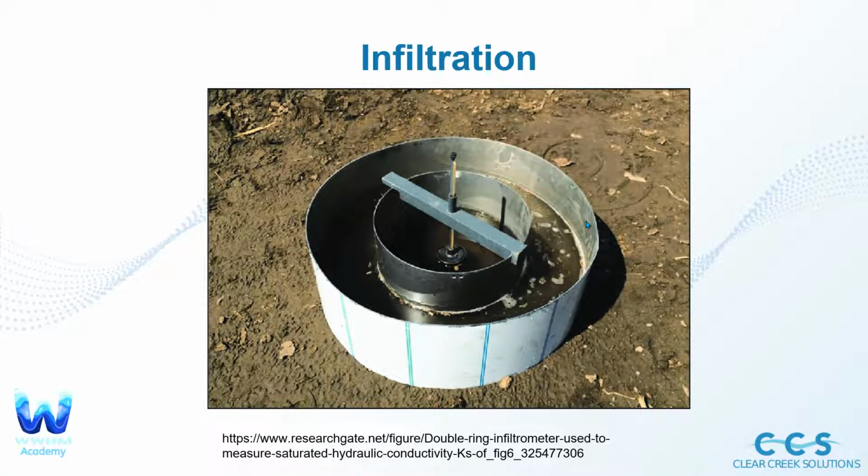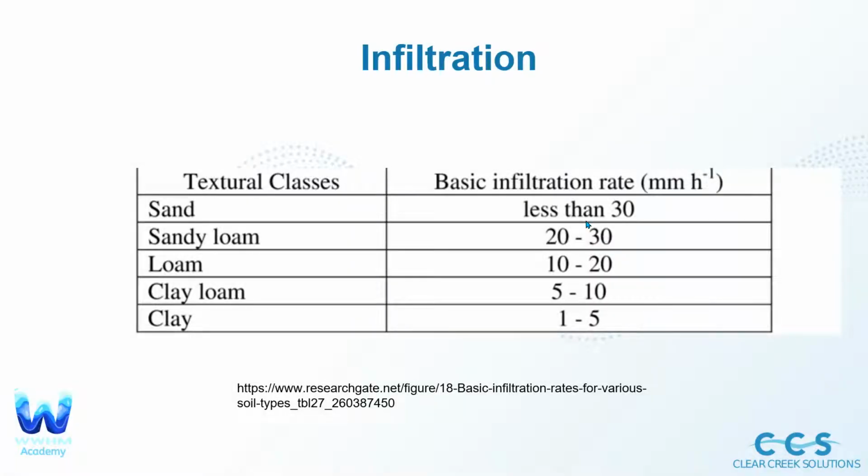So here's a picture of that. This is a double ring infiltrometer, used to help measure the infiltration rate. And then here's a table of some of the textural classes of soil and the basic infiltration rate. This is in millimeters per hour. Most in English units are in inches per hour. You can convert it or just see relatively what each of these do.